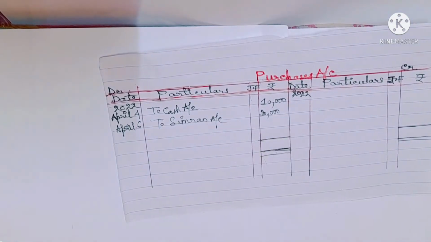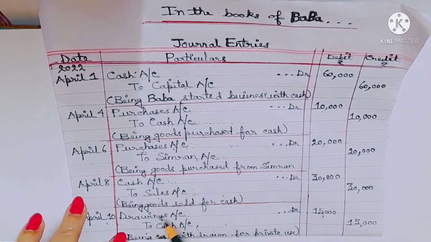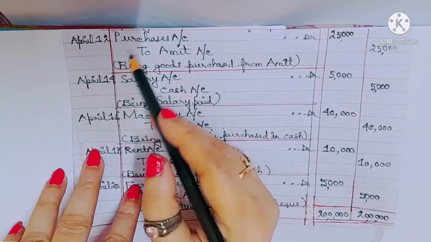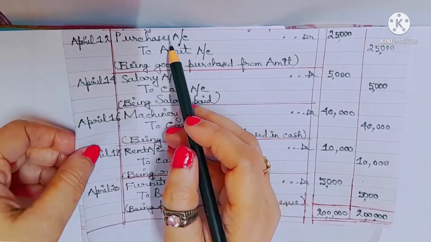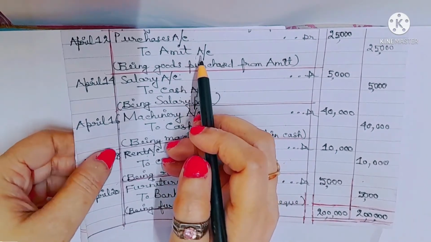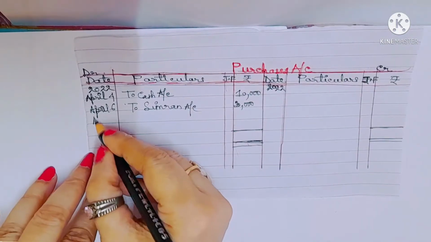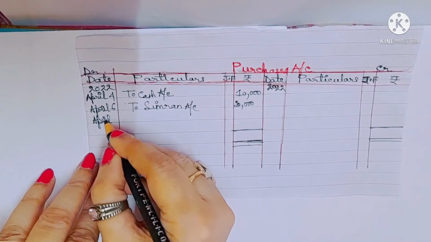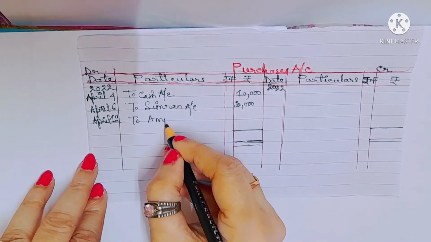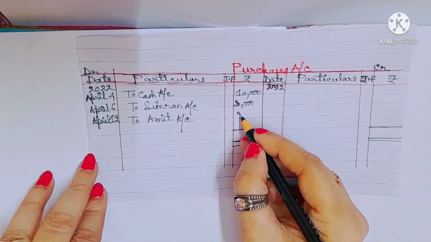Is there any other purchases transaction? Let's see. 8th April cash to sales, no. 10th drawings to cash, no. Then on 12th April, purchases to Amit. Where is purchases account? On the debit side. So Amit will also appear on the debit side in purchases account, 25,000 on 12th April. To Amit account, 25,000.